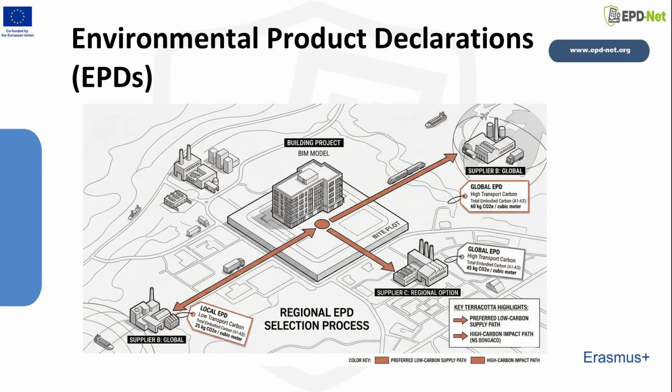Databases such as Ecoinvent, ICE, and EC3 contain thousands of EPDs accessible by material name, manufacturer, or region. Linking BIM objects to these EPDs ensures that carbon calculations reflect real products and supply chains.